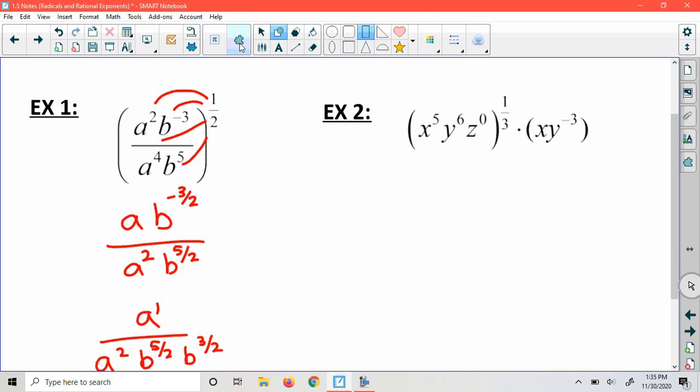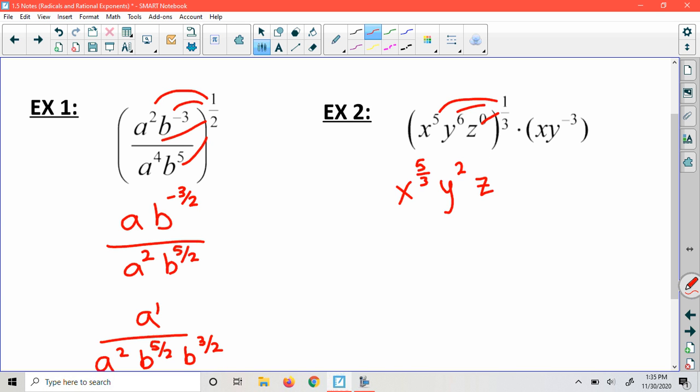Let's try one more. I've got to distribute this 1/3 power. So I will have x to the 5/3 times y. 6 times 1/3 would be 6/3, which is just 2. Z to the 0 to the 1/3 power. 0 times 1/3 is still just 0. Times x, y to the negative third.